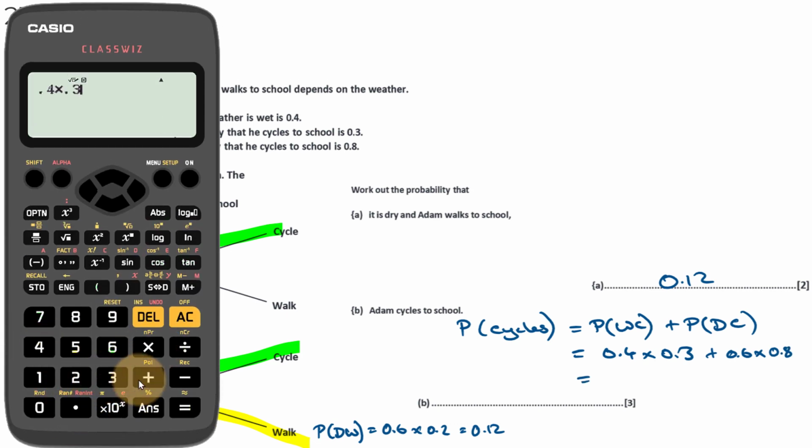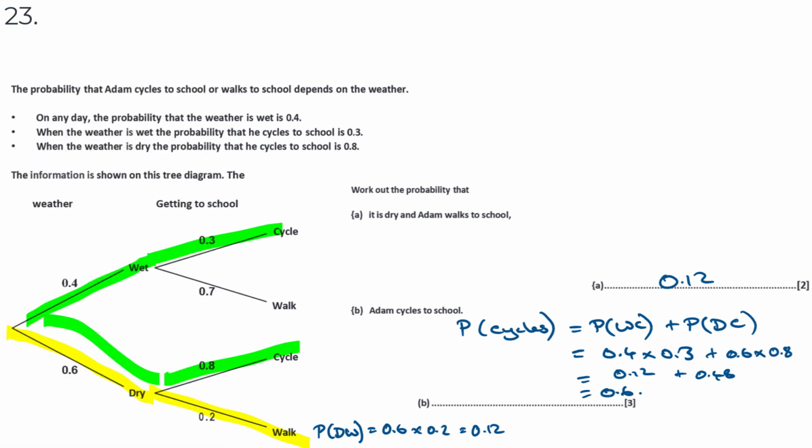Okay, so what's that then? So 0.4 times 0.3, that's 0.12 again, plus 0.6 times 0.8, that's 0.48. So add those together, 0.48 plus 0.12, that comes to 0.6, doesn't it? So that's going to be equal to 0.6. So that's my answer then, 0.6.